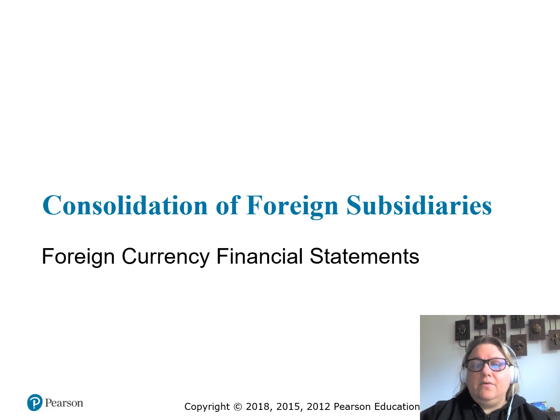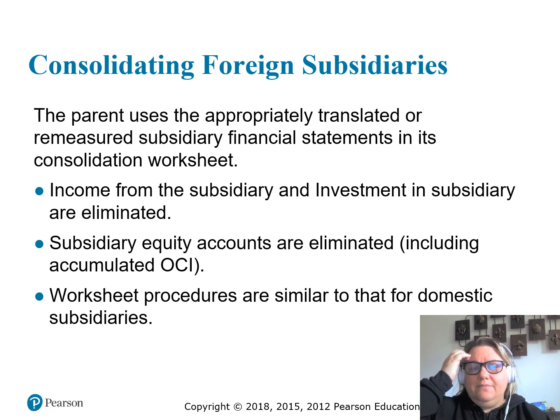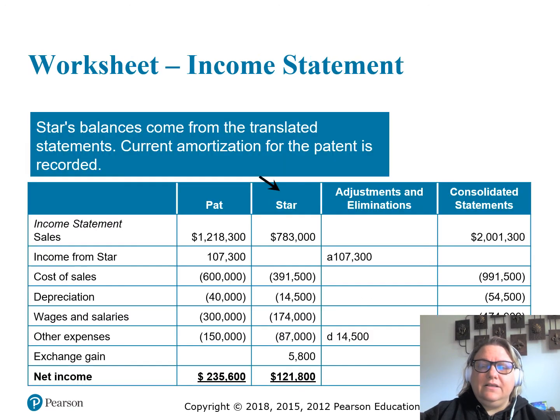All right, so last but not least, I'm going to roll through this kind of quick. Foreign currency financial statements, consolidation of foreign subsidiaries. The parent uses the appropriately translated and remeasured subsidiary financial statements in its consolidation worksheet. Income from the sub and the investment in the sub are eliminated just as we have done in the past. Subsidiary equity amounts are eliminated, including accumulated OCI, and worksheet procedures are similar to those for domestic subsidiaries.